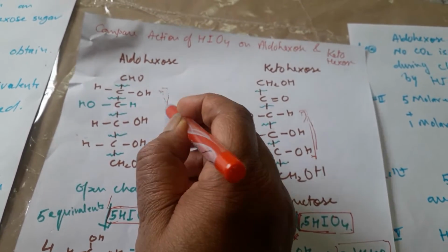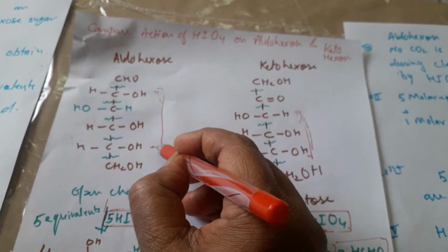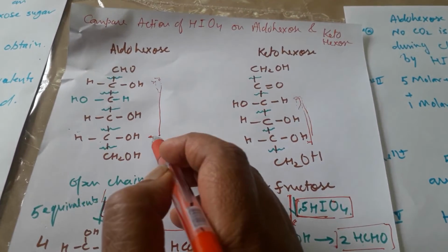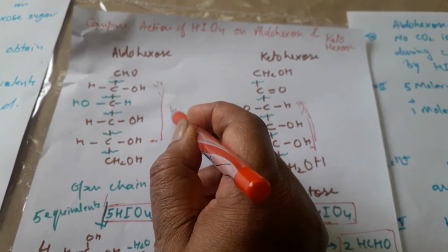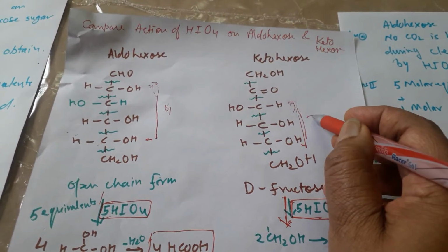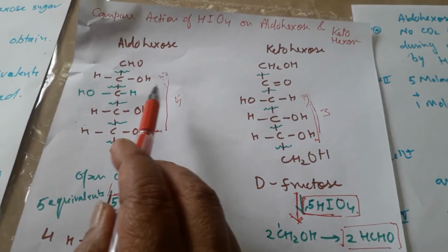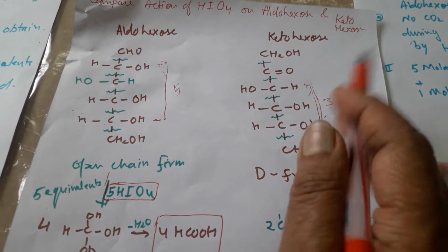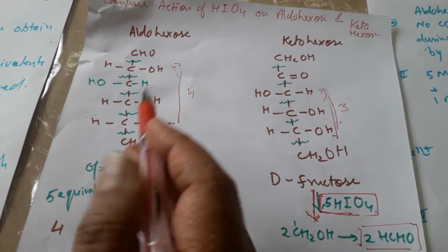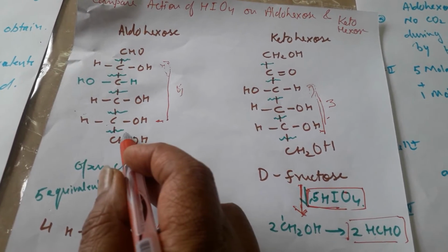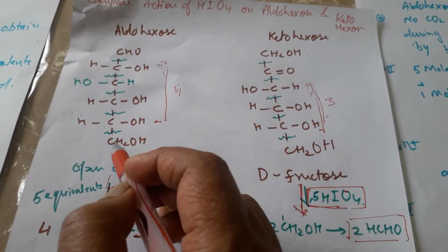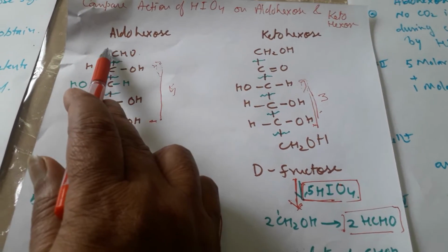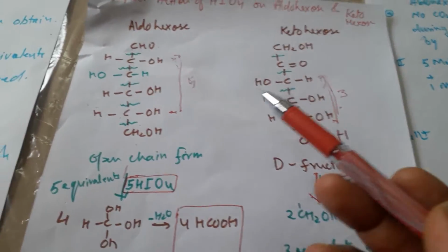See here, from this to this, how many are there? 4 CHOH. 1, 2, 3 and 4 CHOH. So 4 CHOH here and 3 CHOH here. Easily you can say that we get 4 formic acid from here and 3 formic acid from here. Keep the other thing aside. Then CH2OH will give you formaldehyde. Okay, so 4 and 5 moles you have seen. And then in this CHO, only OH we have to add. So you will get again formic acid.